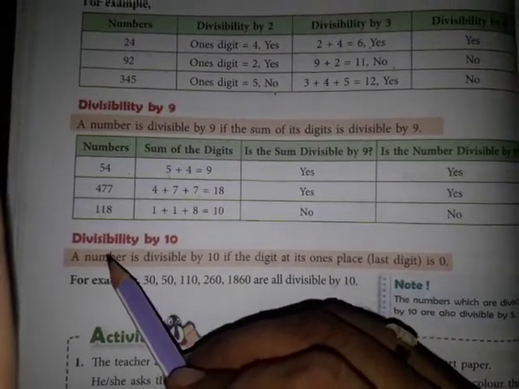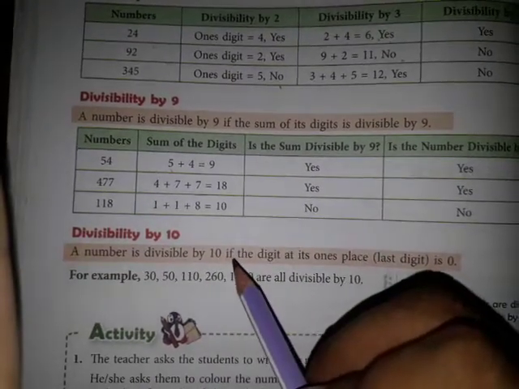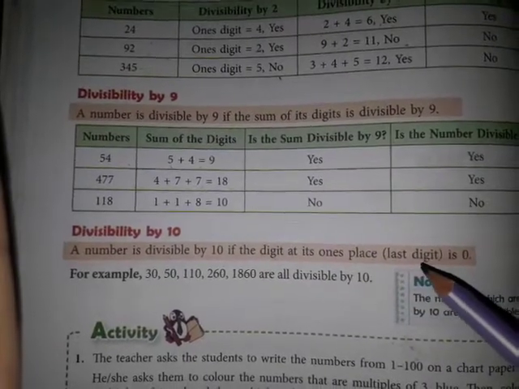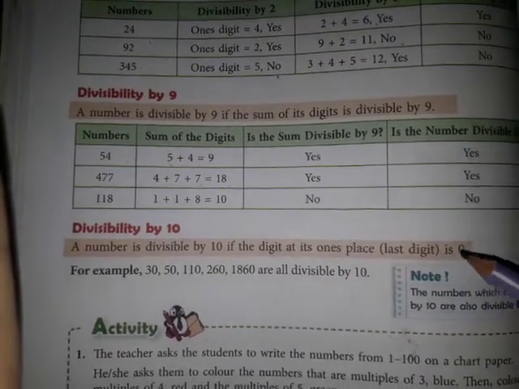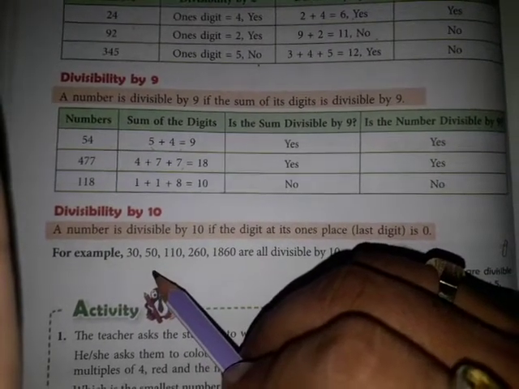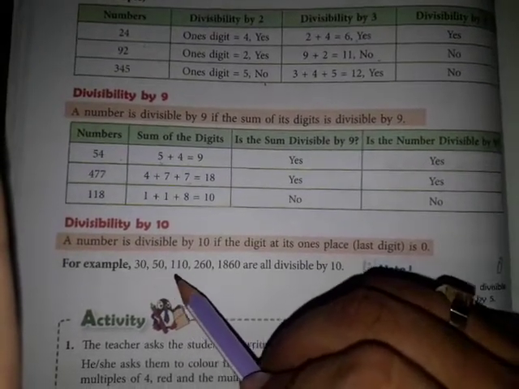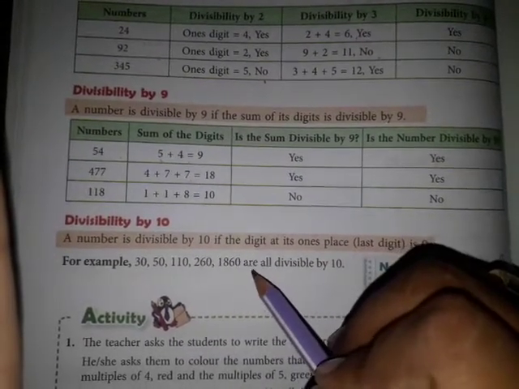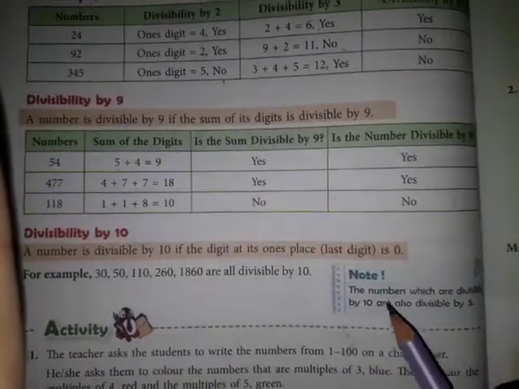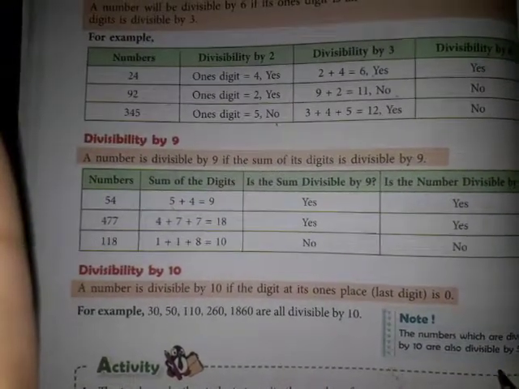The last rule of divisibility is by 10. It is very easy. A number is divisible by 10 if the digit at its ones place, meaning the last digit of the number, is 0. The numbers which have 0 as their last digit are always divisible by 10, like 30, 50, 110, 260, 1860, all are divisible by 10. There is a note also: the numbers which are divisible by 10 are also divisible by 5.